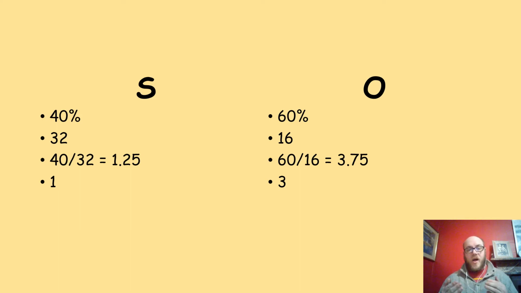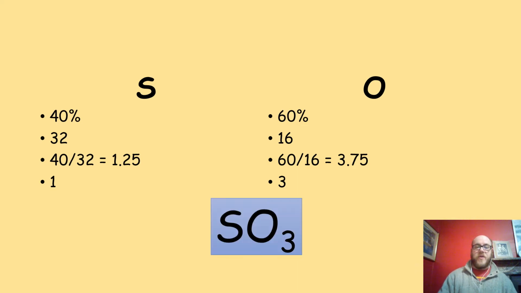Now, I divide both of those by the smallest number. So 1.25 divided by 1.25 gives me 1. 3.75 divided by 1.25 gives me 3. So my ratio is 1 sulfur to 3 oxygen. So my empirical formula is SO3.